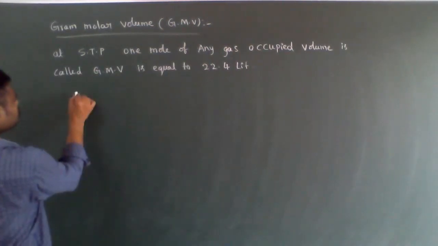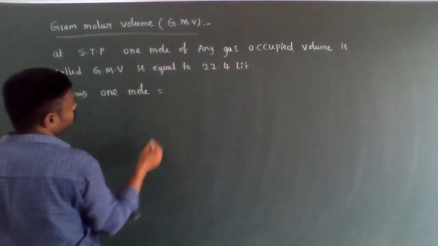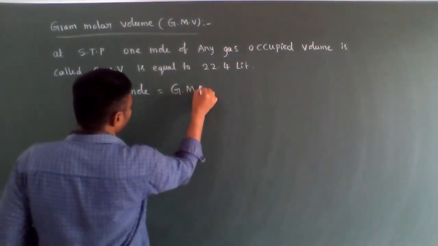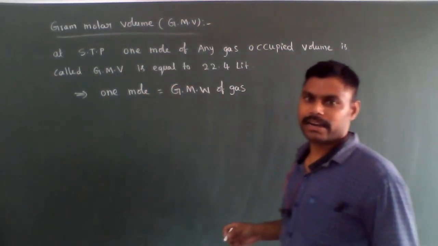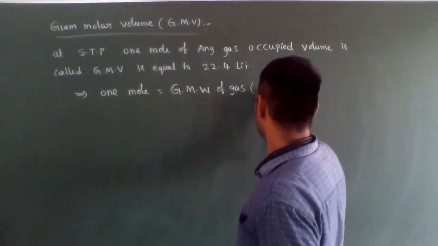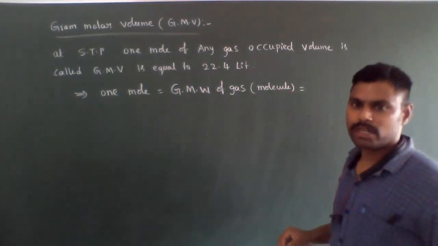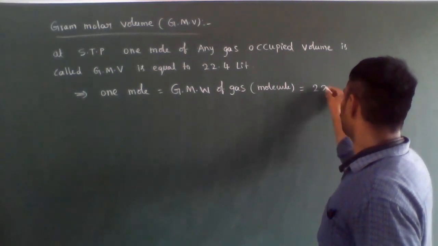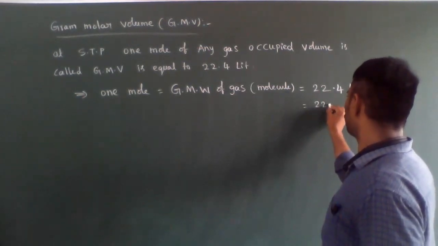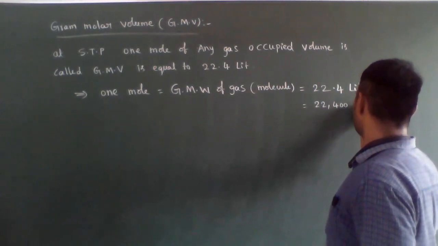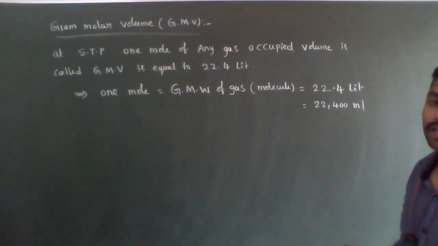Already we know that 1 mole is equal to the gram molecular weight of a gas or compound. So it is equal to how much volume? 22.4 liters or 22,400 ml. 22,400 ml is known as gram molar volume.